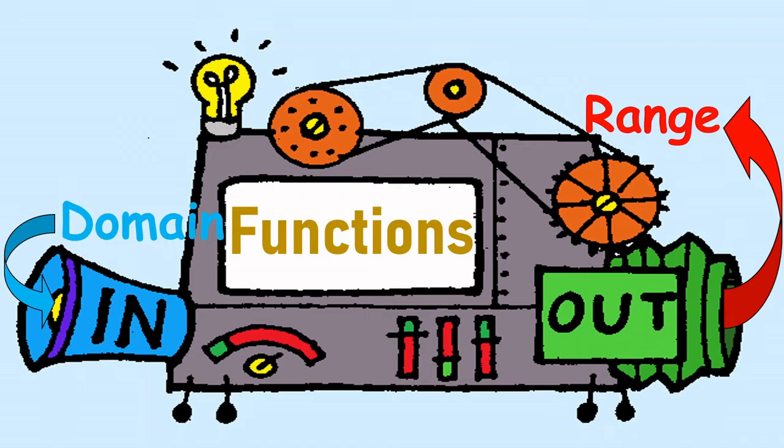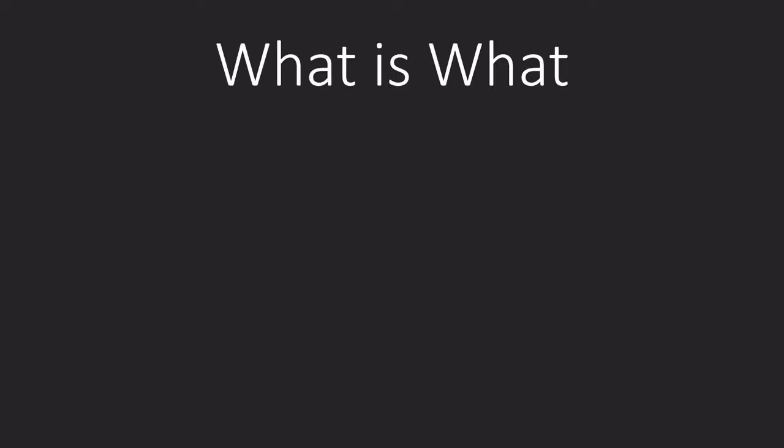Hopefully from this cover page you can see that we've got a function machine where we take values from the domain and put them into the function, and then values come out of the function to form the set of values in the range. Let's get started to see what that means, starting with the what is what.